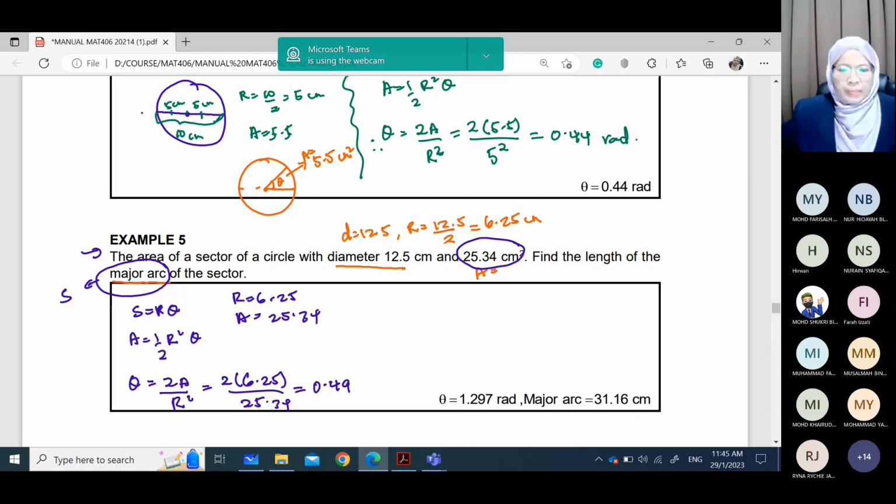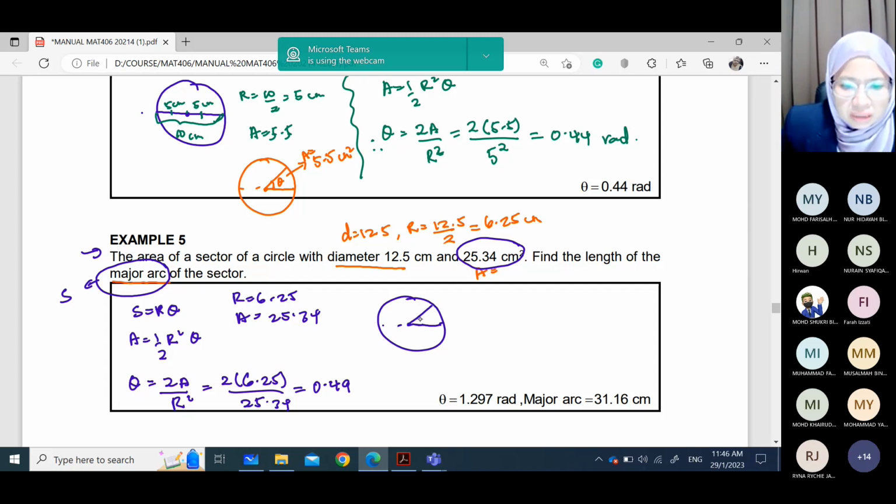Kita tengok dulu. Right, so jangan panik. Okay, so ini kita tahu ini adalah theta yang mana. Okay, so ini kita punya circle. So this is our center. Find the length, diameter to 1.5. So ini diameter dia. So radius dia adalah 6.25.